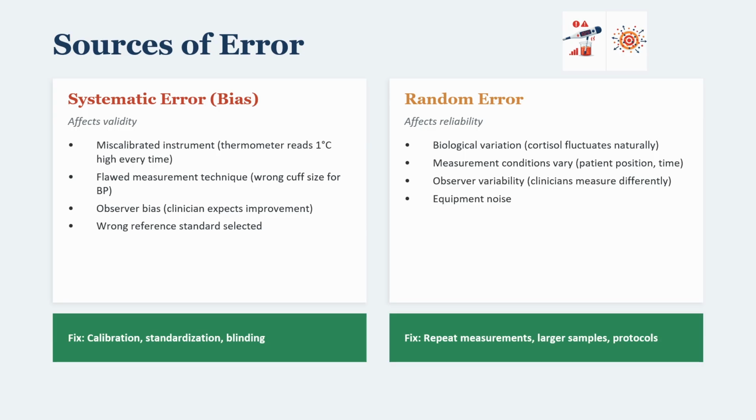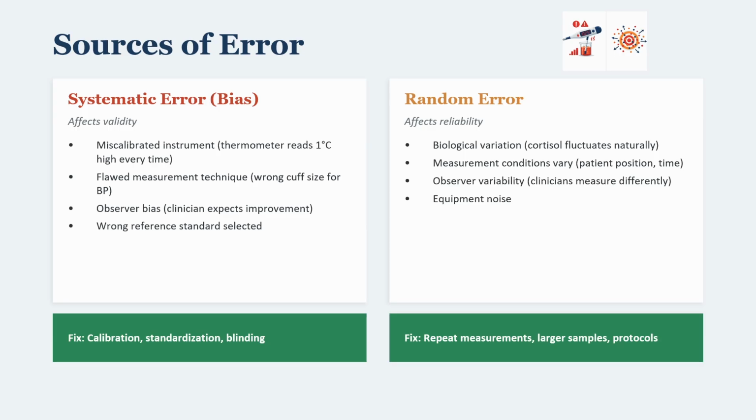Random error, which undermines reliability, comes from unpredictable variation. Cortisol is a great example. It fluctuates naturally in response to stress, time of day, and handling. A single cortisol measurement is inherently noisy. Different clinicians measuring the same dog's body condition score may give slightly different scores. Different runs of the same assay may give slightly different results due to equipment variation. None of these errors go consistently in one direction. They scatter. The fixes are different for each type.